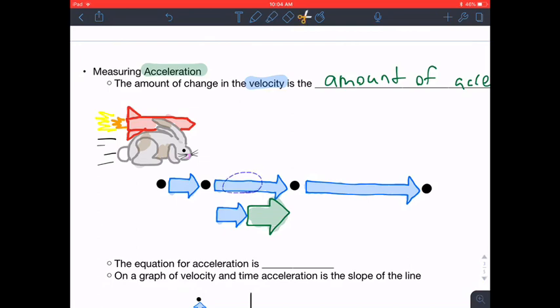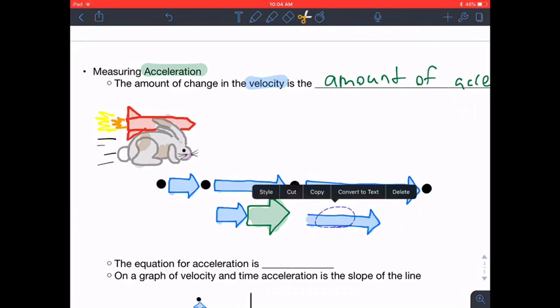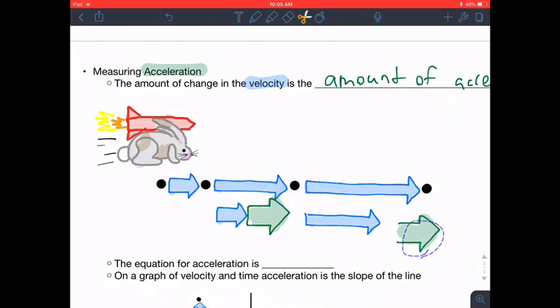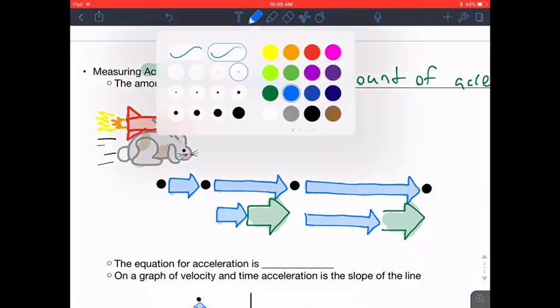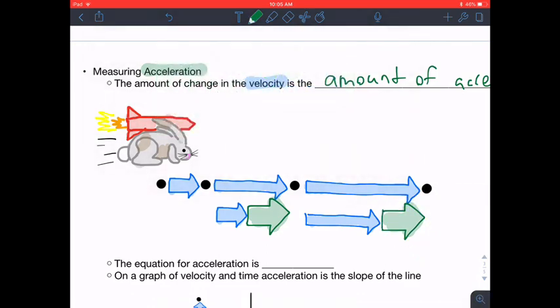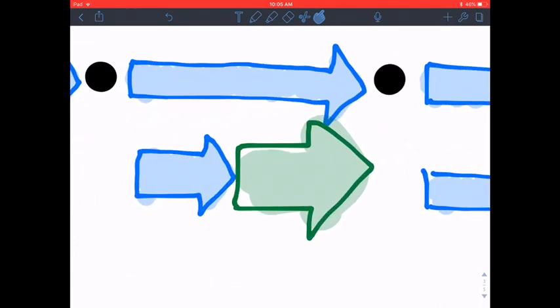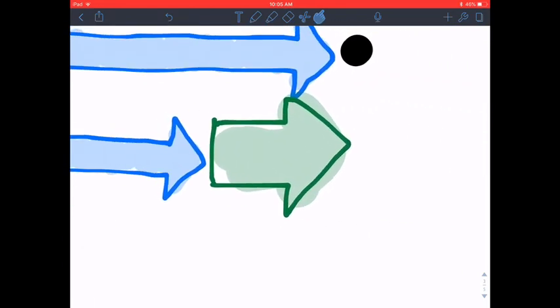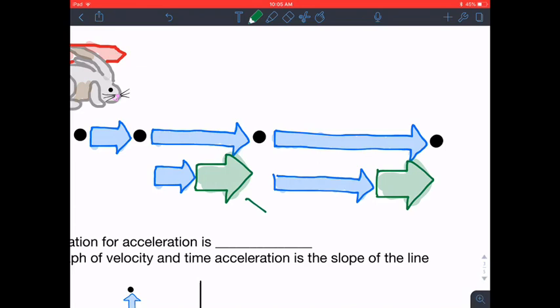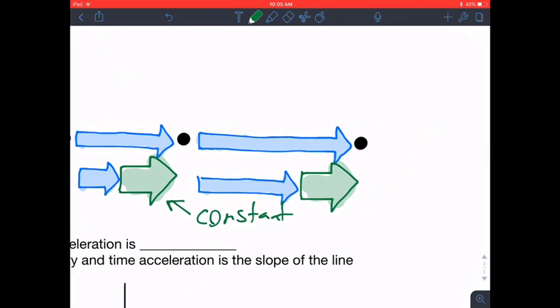I would then take this velocity vector and compare it to the next second. And guess what? Once again, the difference in those velocity vectors is the acceleration. Now, this is something that's a little bit interesting to notice. The object gains the same amount of velocity in this second as it does in this second. In other words, this is a constant acceleration.